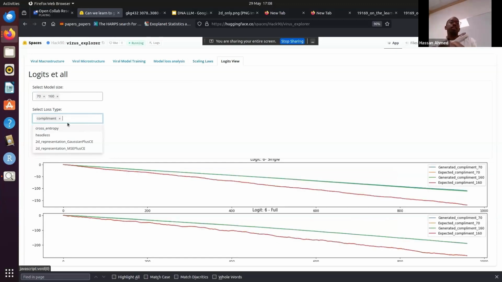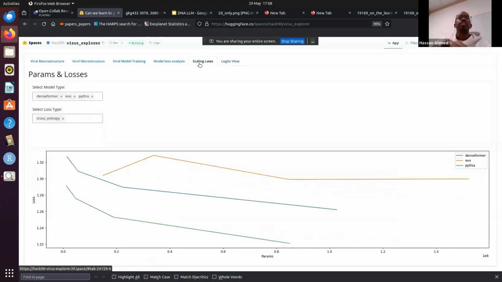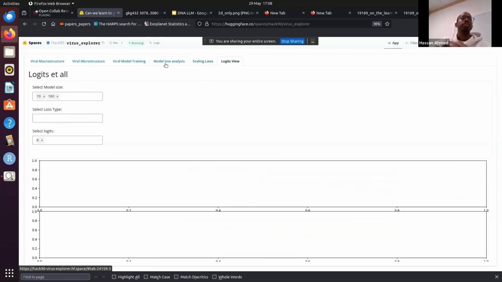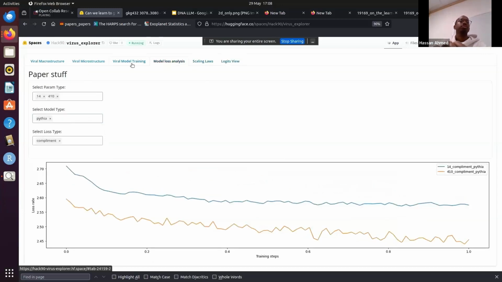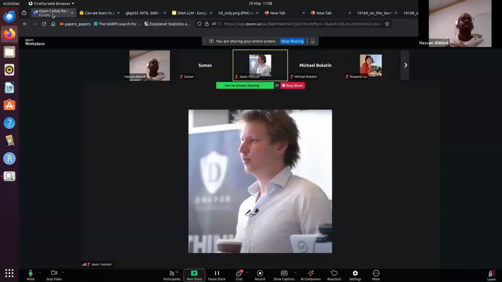So the space will be live, so have a look. We'll be adding more descriptions of what each of these tabs mean, and the paper will hopefully be going on arXiv soon. And once it does, I'll link it back to the Discord. So yeah, with that, I yield my time.